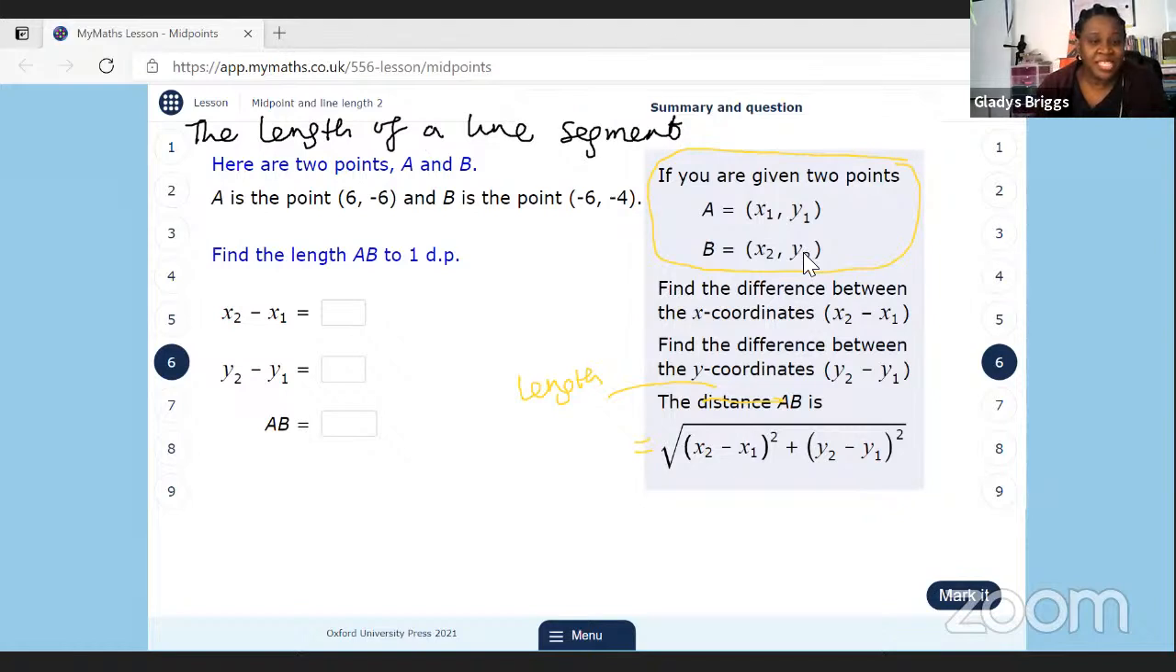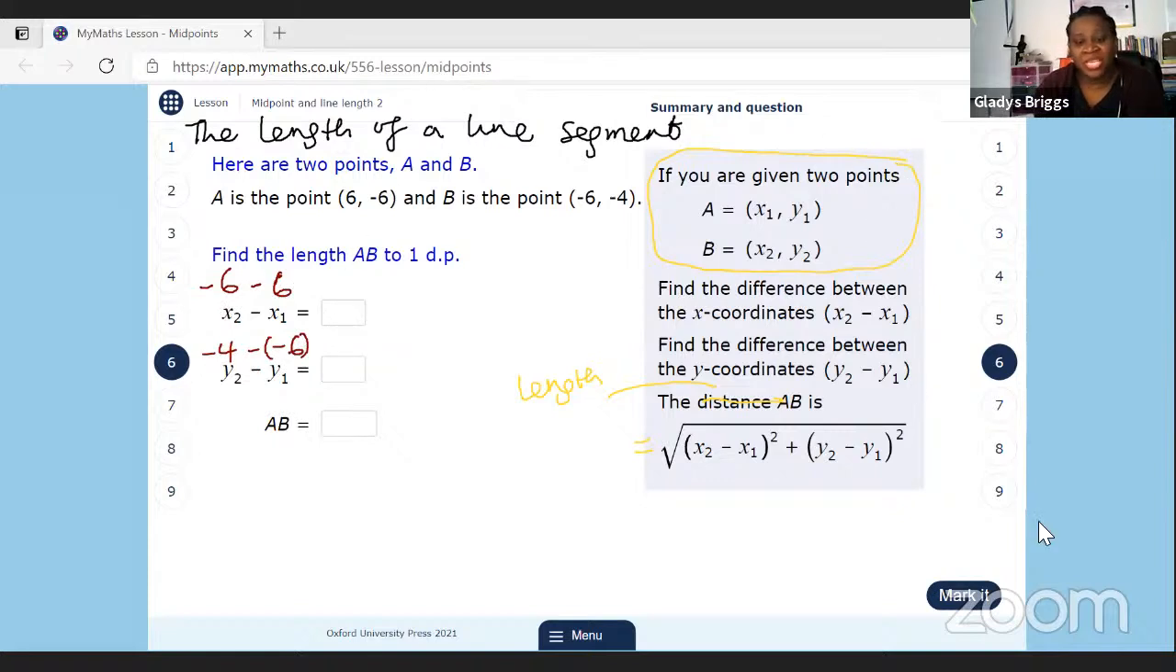Oh, you guys have got your answers already. So what is x2 minus x1 then? X2 is -6 minus 6. And this is going to give you what? And then y2 is -4 minus -6. So -6 minus 6 is going to give you what?